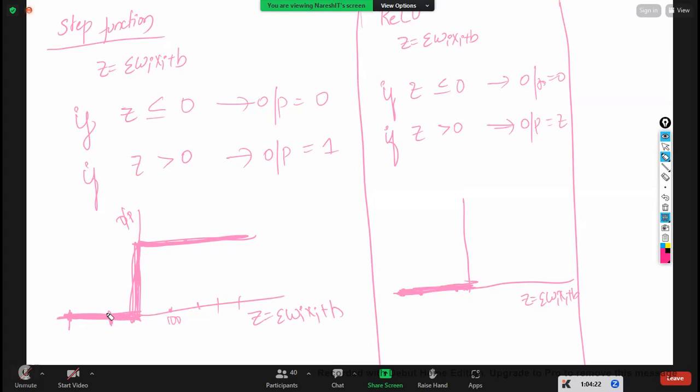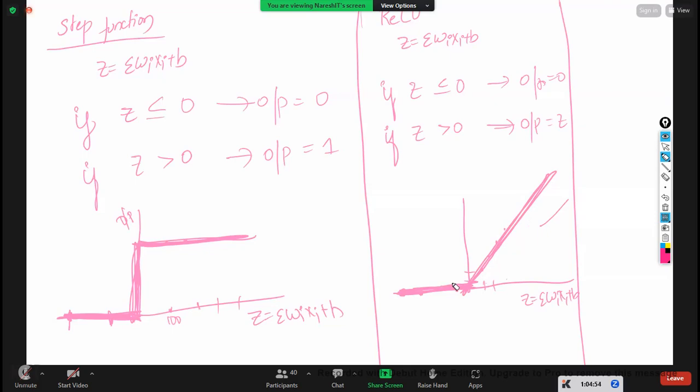Now, positive. If x is plus 1, what is the output? 1. If x is 1, y is 1. If x is 2, y is 2. If x is 3, y is 3. If x is 4, y is 4. If the value is 500, y is also 500. So you are going to have a graph like this, a linear straight line. This is the graph of the ReLU. This is the graph of the step function.